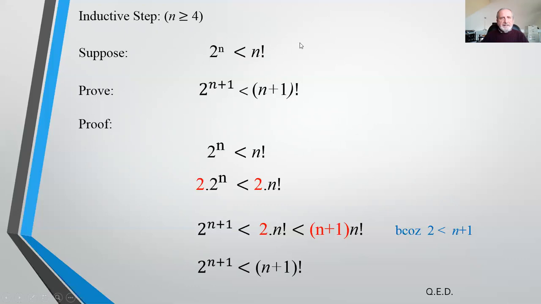So if I take this, I know it's true now, and I multiply both sides by 2, I get here 2 to the power n plus 1 less than 2 factorial n, and 2 is less than n plus 1. Then I can put this less than n plus 1 factorial n, and that gives me 2 to the power n plus 1 less than n plus 1 factorial, and that's what I was trying to prove.